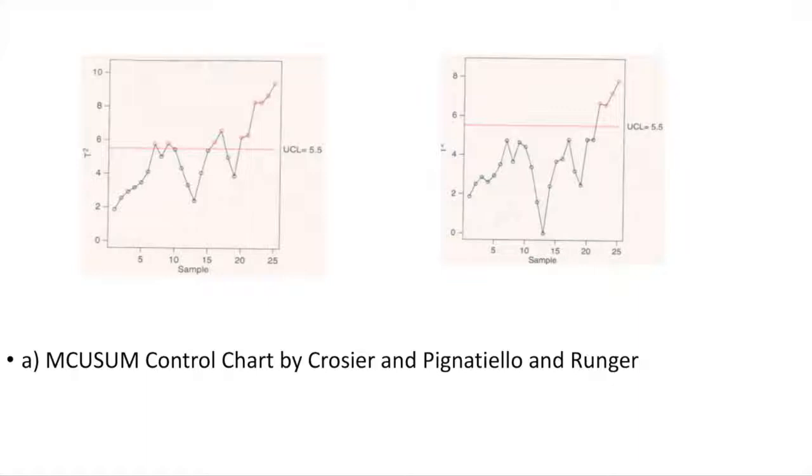From these two charts we can clearly see that the Crozier chart provides better sensitivity, with a signal since the seventh sample.